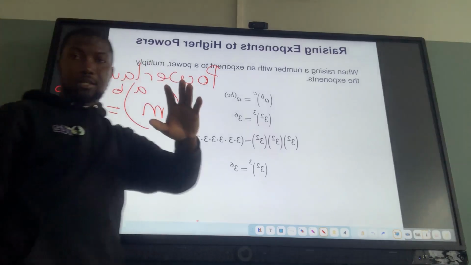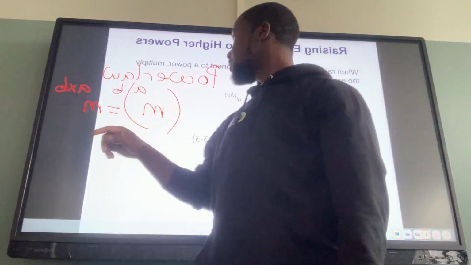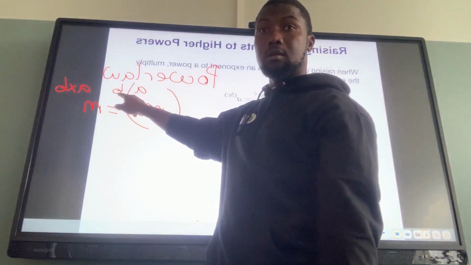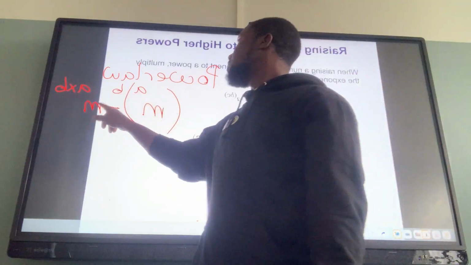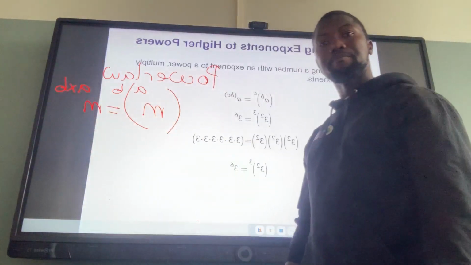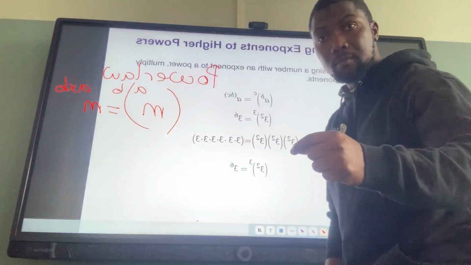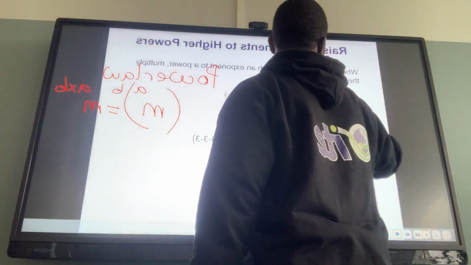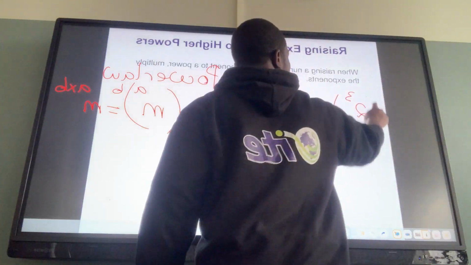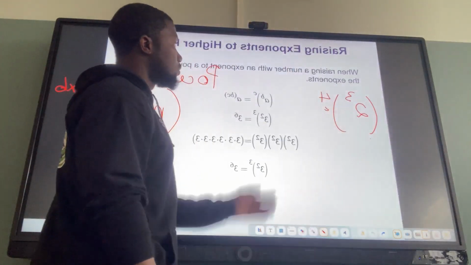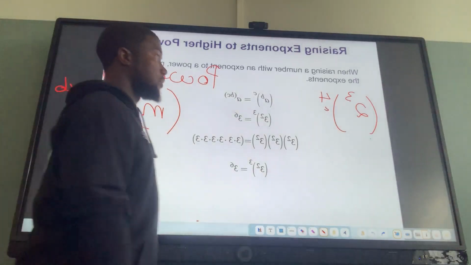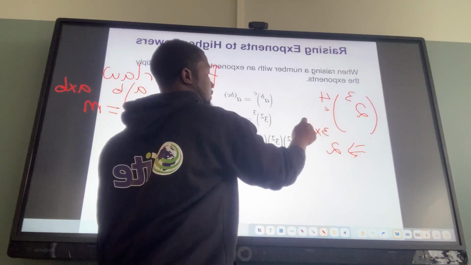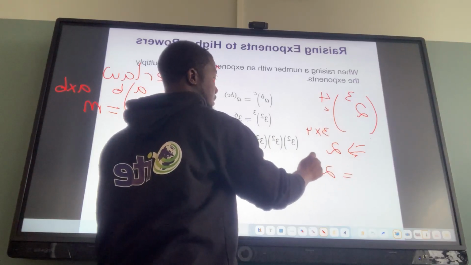When a number is being raised to a power, for example, m is raised to the power a, m is raised to the power b, the power law states multiply these two powers together. Multiply the two powers. Okay? So if you have 2 to the power 3 and 2 to the power 4, 2 has a power of 3, 2 has a power of 4. This simplification will be 2 to the power 3 times 4, and that gives you 2 to the power 12.